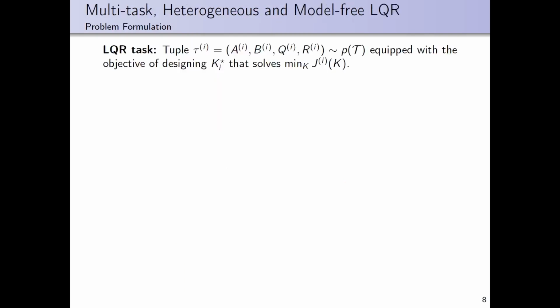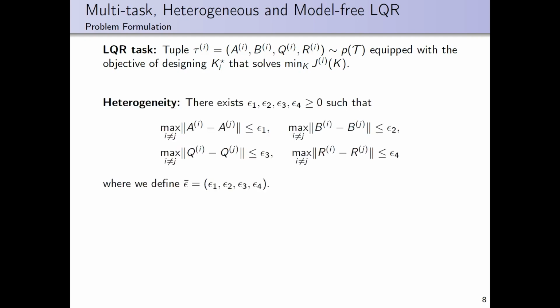Okay. This is why we consider this setting where we have LQR tasks that are tuples of system and cost matrices, and each task has its own objective of finding this controller Ki star that minimizes a task-specific cost. We measure the heterogeneity across all the tasks in a worst-case setting. So we consider the spectral norm of the difference between the matrices, and we assume that they're all bounded by some heterogeneity levels.